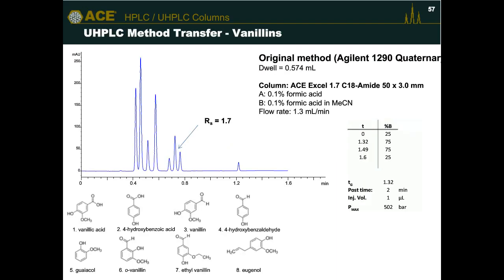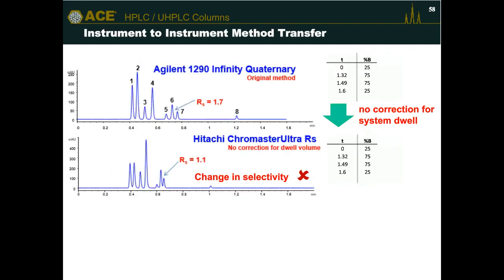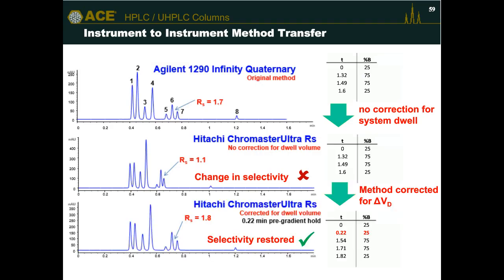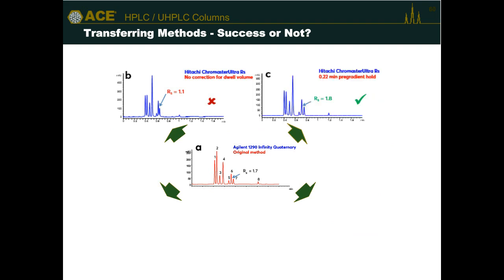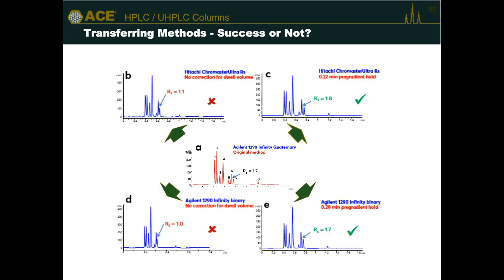This is the same example. It's just showing you that we can run it on lots of other instruments. So it changes selectivity if you don't do a pre-gradient hold. And again, it doesn't mean it's the same vendor, it's different vendors' instruments. We have to translate the method because of the different dwell volumes. We might need an isocratic hold, we might need to pre-inject. And some systems allow you to do that, others don't.